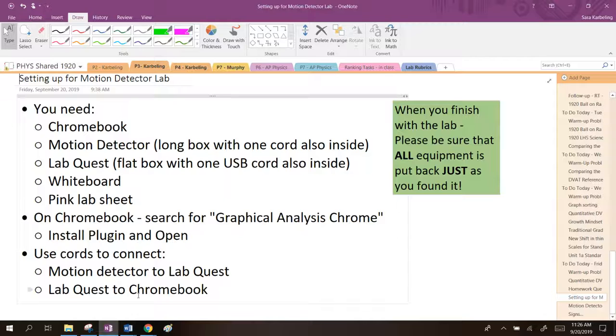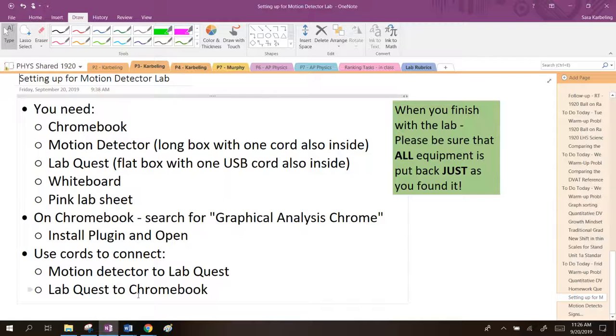So you're going to get a motion detector box and a LabQuest box. You'll also need to get a whiteboard and the pink lab sheet. So it might make sense for you to divide and conquer. Send somebody up to get a whiteboard and pink sheet, and then the other person to go get that. On your Chromebook, you're going to go into Google and search for graphical analysis Chrome, okay? And that will bring up a plugin that you're going to install and open. All of the cords just kind of connect together nicely. The motion detector connects to the LabQuest. The LabQuest connects to the Chromebook. Okay? Go ahead and get started on this.